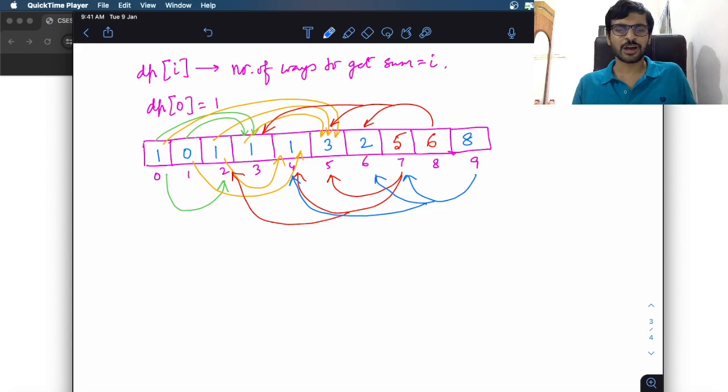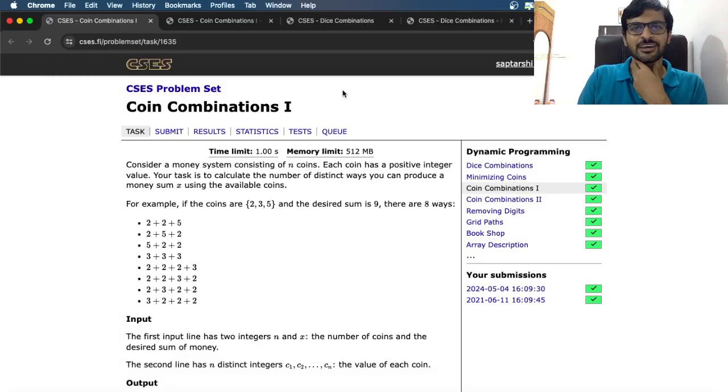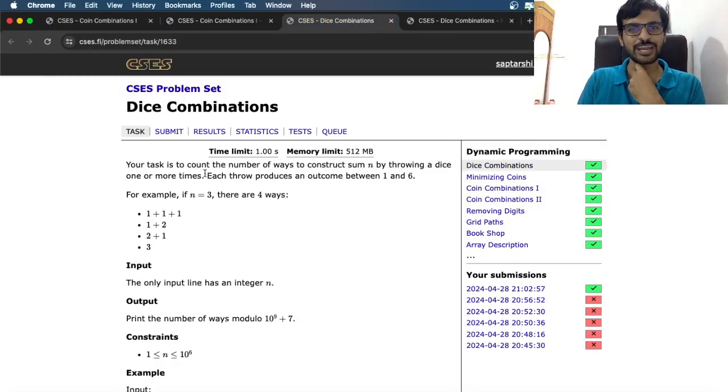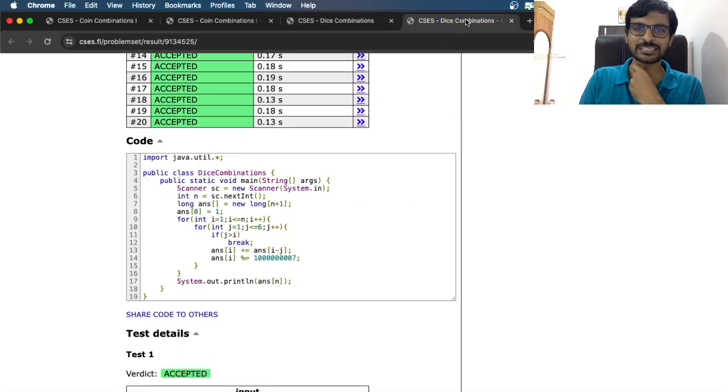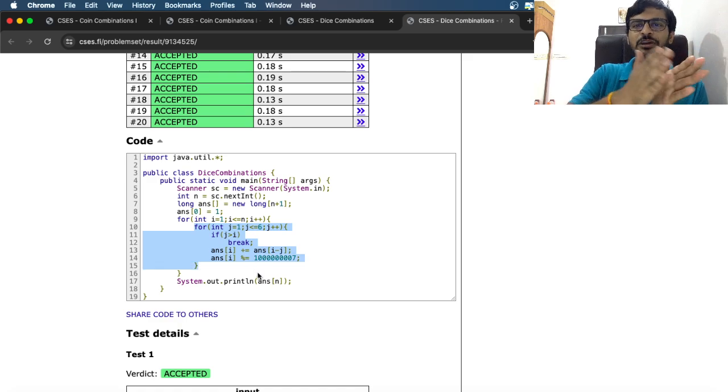So now I'll show you how we coded the tabulation for the dice combinations problem, where we had to form a sum of n by throwing a dice each time, 1 to 6. We basically said, go from 1 to n, that is, from 1 to the particular sum you have to reach. So for each sum, keep on calculating. Each I basically refers to a sum. For each sum, calculate what you will get. In this way, we are moving from left to right.